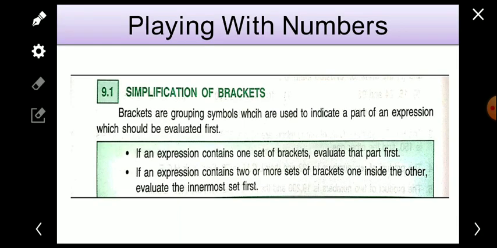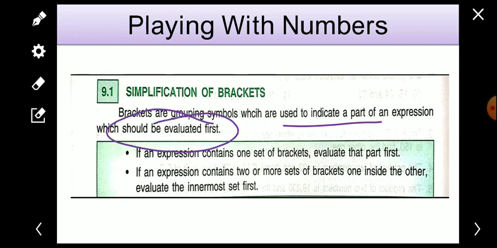The first topic is the simplification of brackets. You must have seen the questions containing brackets. So how to simplify the questions which have the brackets? Brackets are grouping symbols which are used to indicate a part of the expression which should be evaluated first. It means brackets are the grouping of the symbols which are used to indicate that whatever expression is inside the bracket should be evaluated first, means that should be solved first in the question.